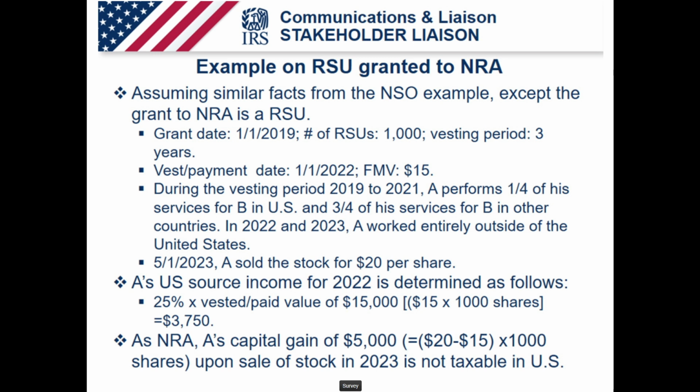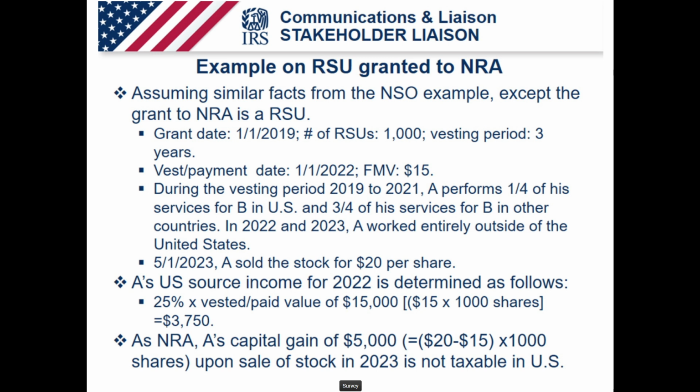The option included 1,000 shares of restricted stock units. The vesting period is 3 years, so the vest or payment date is January 1st, 2022, and the fair market value of the stock is $15 per share on that date. During the vesting period from January 1st, 2019 to January 1st, 2022, non-resident alien A performed 25% of his services for Company B in the United States and 75% of his services for Company B in other countries.